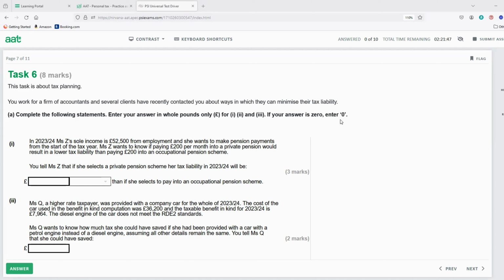This is a task from AAT level 4 practice assessment personal tax based on Finance Act 2023. Task 6. So I will show you how to approach this type of question. If you don't have access to the AAT level 4 personal tax practice assessment, AAT practice assessment 1, you can take a picture of this question.